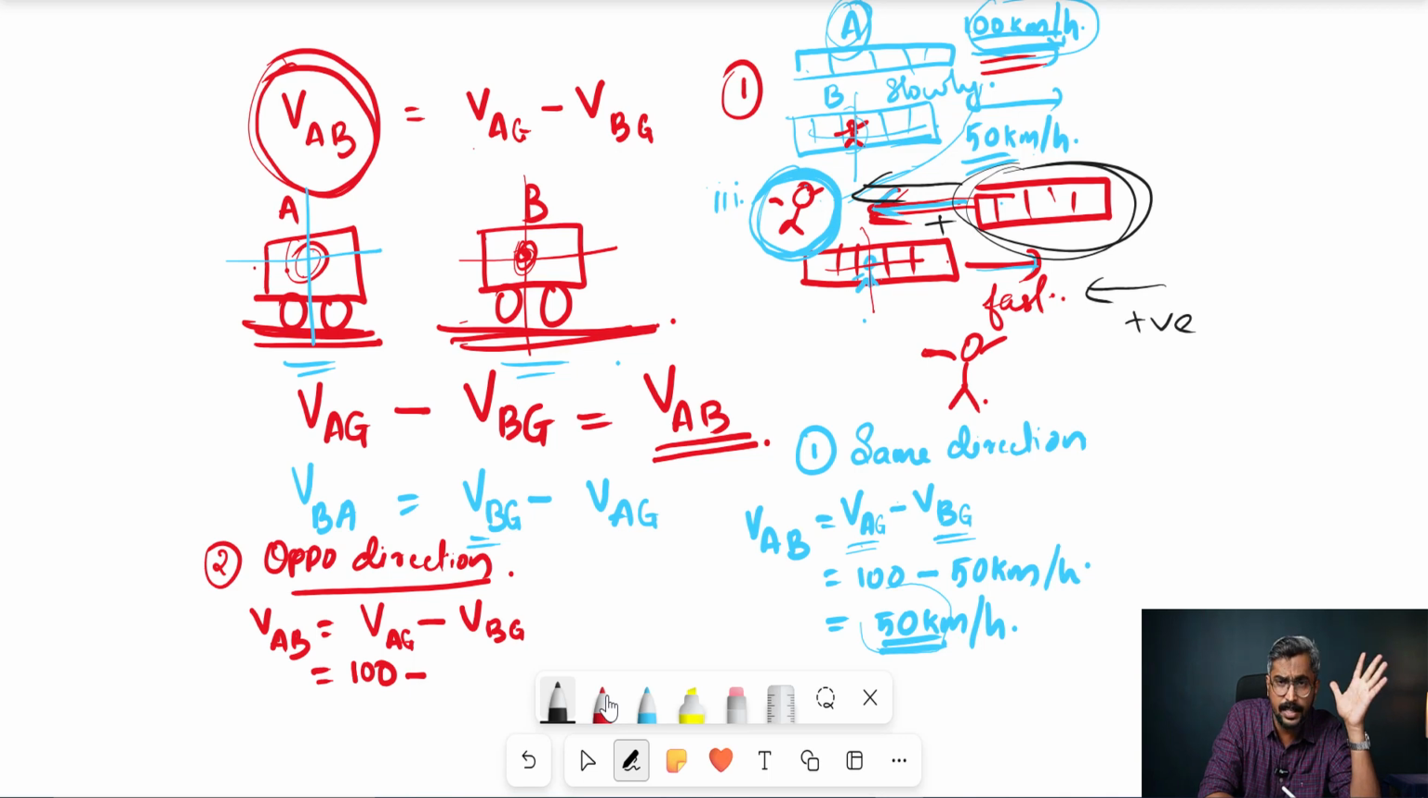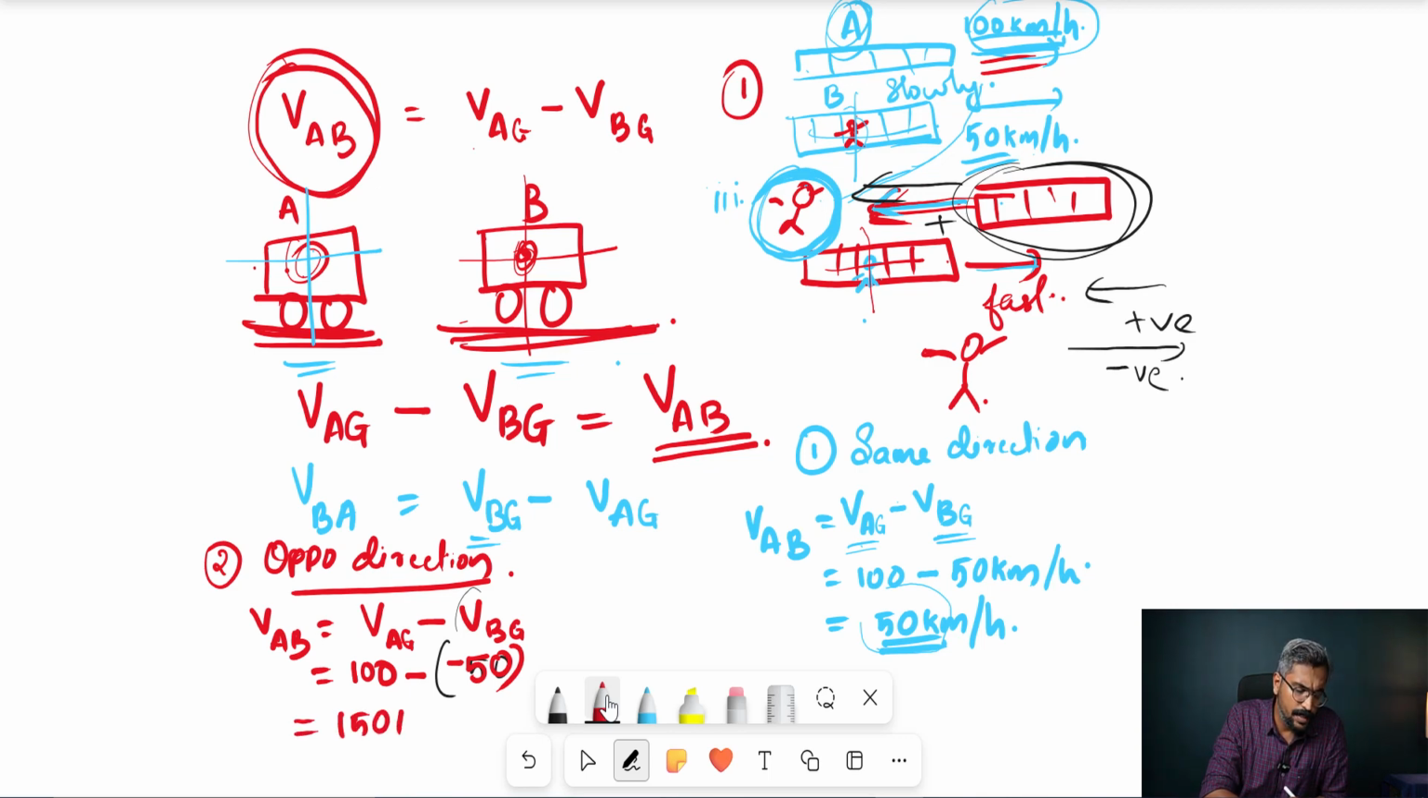So I'm taking 100 minus VBG, where the second train is moving to the right side. Obviously, if I'm fixing one direction as positive, the opposite direction will be negative. So VBG will be minus 50. Minus minus becomes plus, so 100 plus 50 is 150 kilometers per hour.